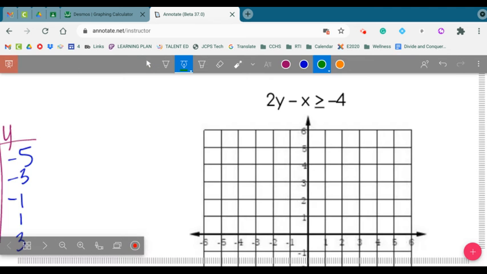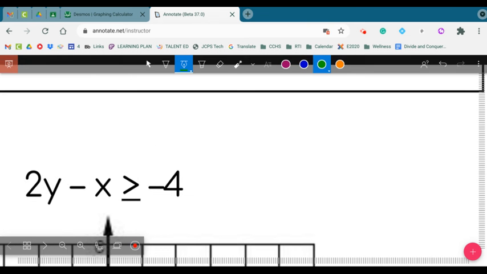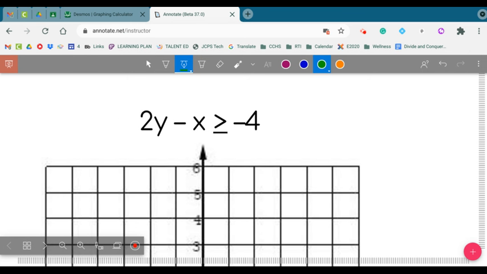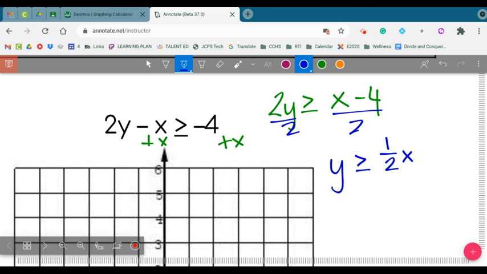Okay, the next one. Well, this one's not in y equals form, so let's get it into y equals form. So we're going to add x. So you're going to have 2y is greater than or equal to x minus 4, because we can't combine them. Then divide both sides by 2. y is greater than or equal to x divided by 2, which is the same as 1/2 x, and then minus 2 because there's a 1 right there.